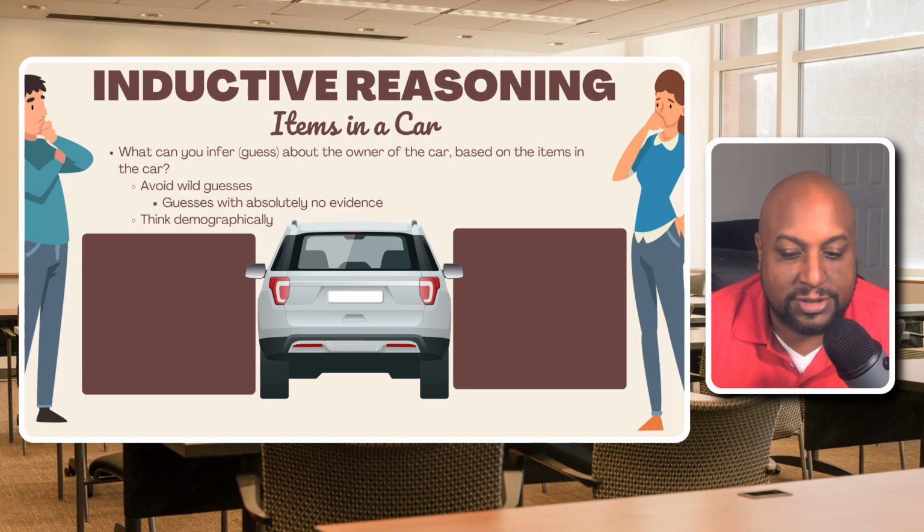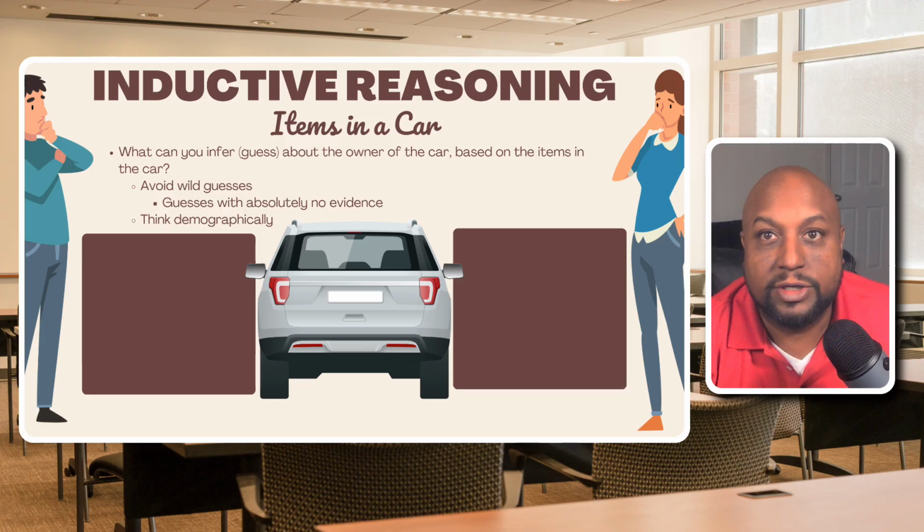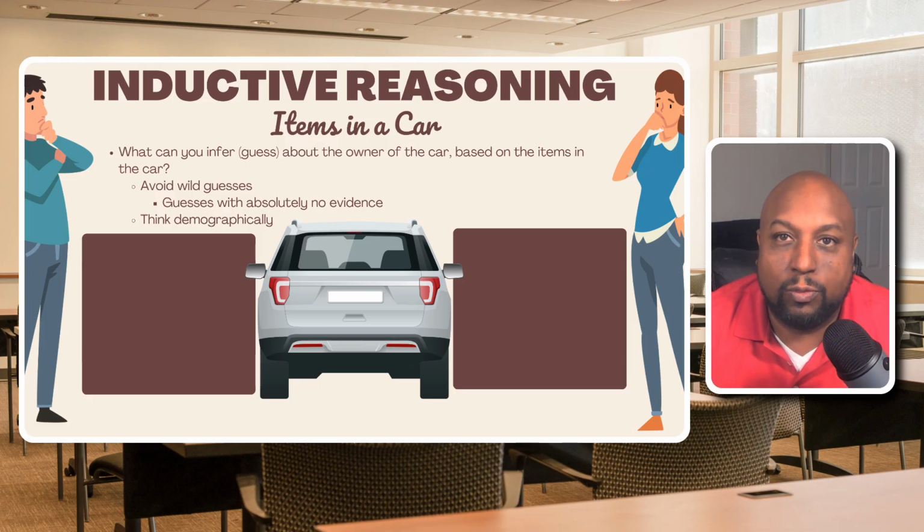So the items in the car will be considered evidence. We'll gather evidence and then try to decide what the car owner is like. You're going to avoid wild guesses, right? Avoid guesses that have absolutely no evidence. You could look at the car and say, "Oh, I think it's a soccer mom." You don't have any evidence of that. It's just a car, right? Okay, and that's also a random picture. It doesn't have to be that car.